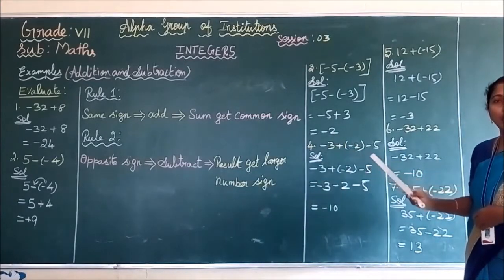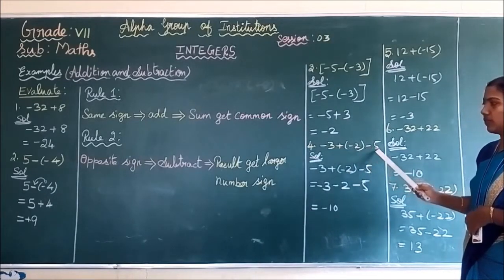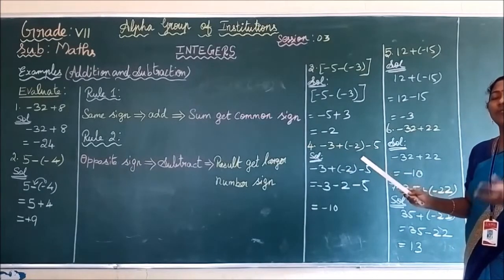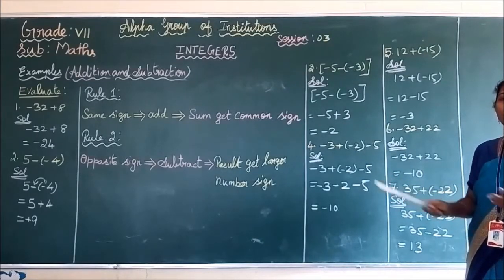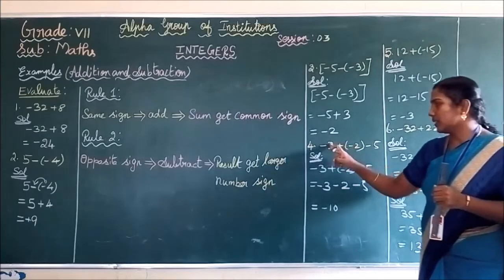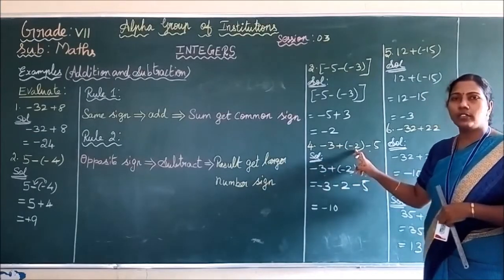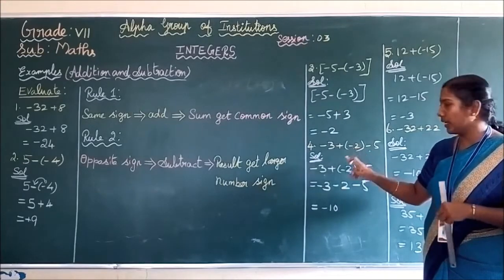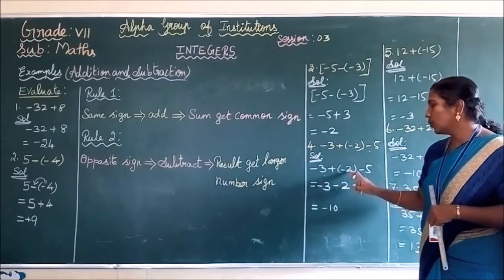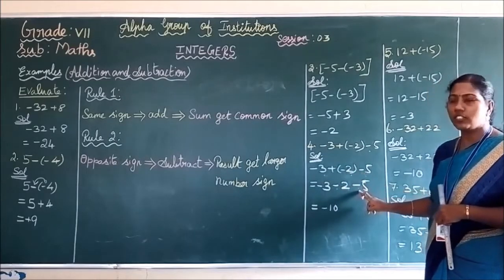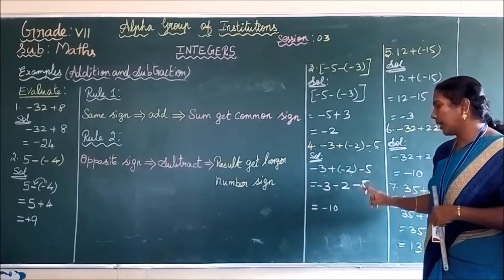Here we have 3 integers. Minus 3 plus minus 2 minus 5. Suppose in the question they give a bracket, you don't worry about the bracket. You just remove the bracket and then do the sum. Minus 3 plus minus 2 minus 5. Now only the minus 2 is in the bracket. Now we are going to remove the bracket. Minus 3 plus into minus is minus 2 minus 5. Is it clear, children?